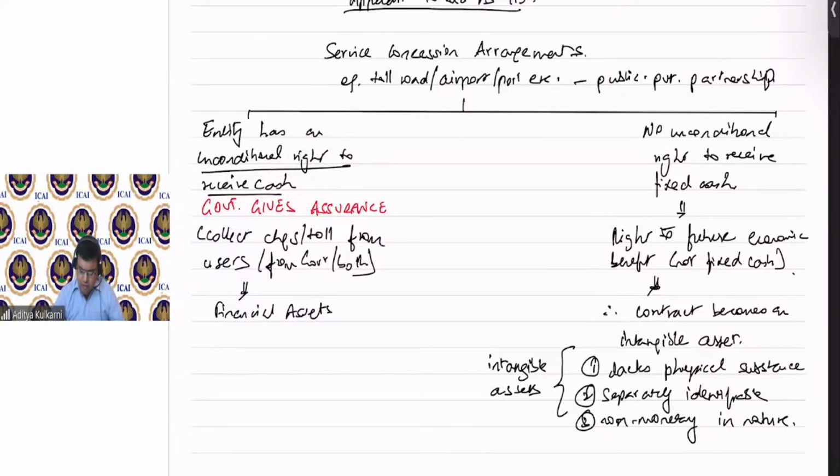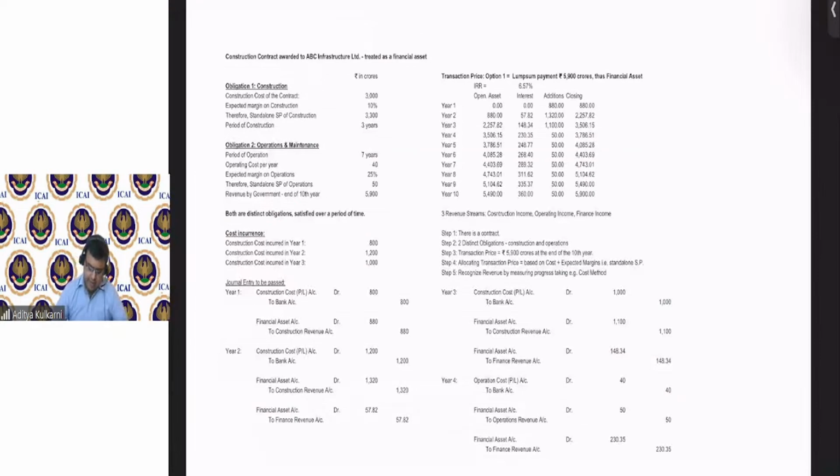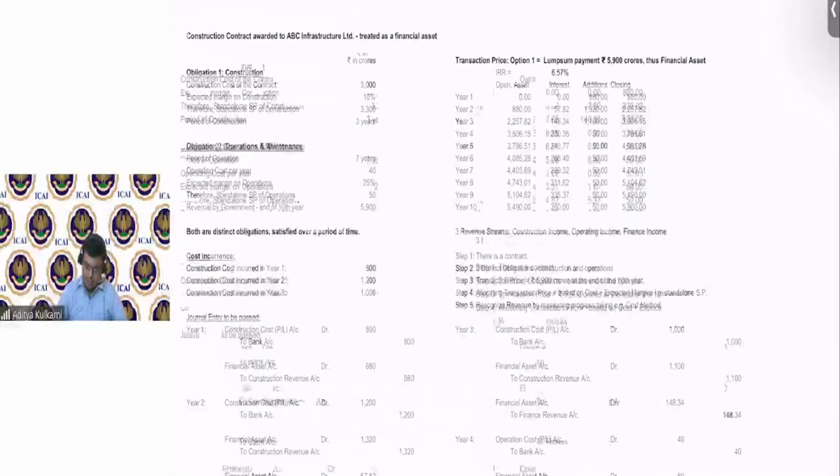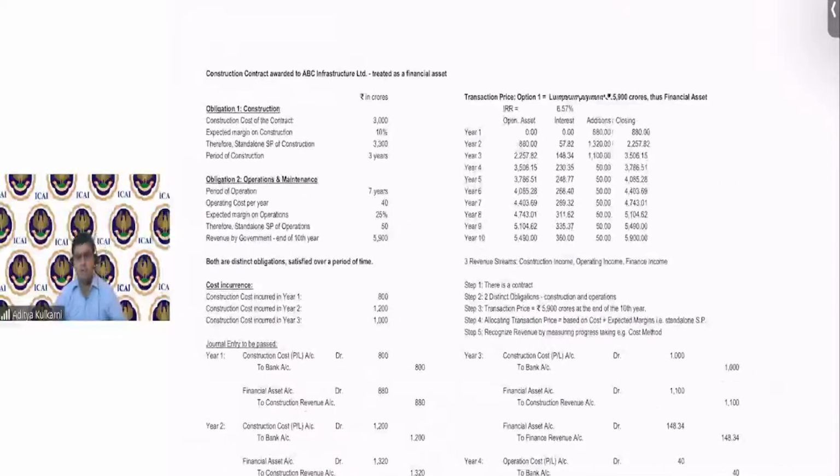Yes. So the first contract where right is established, it becomes a financial asset. Second case, it becomes an intangible asset. Accounting for this becomes slightly different. Let us understand with the help of an example. I hope my screen is visible. Okay.